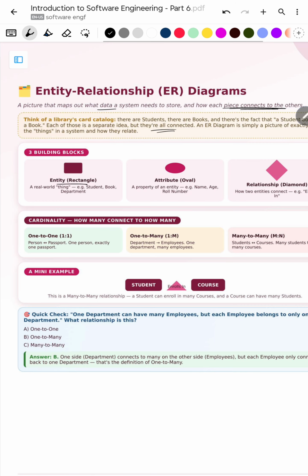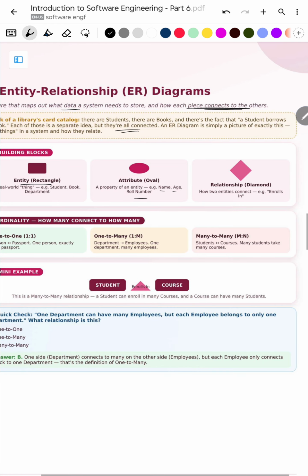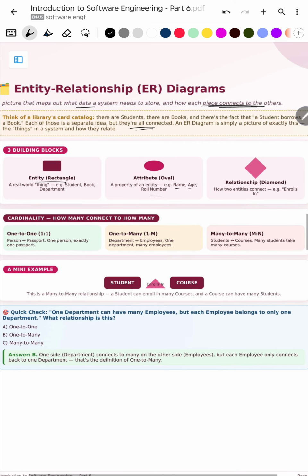Entity is given by a rectangle. A real world thing. Example: student, book, department. All of that comes under entity. Attribute, a property of an entity. Name, age, roll number. All of this is a property of a student. For example, relationship. Diamond, how two entities connect. Enrolls in. Okay.